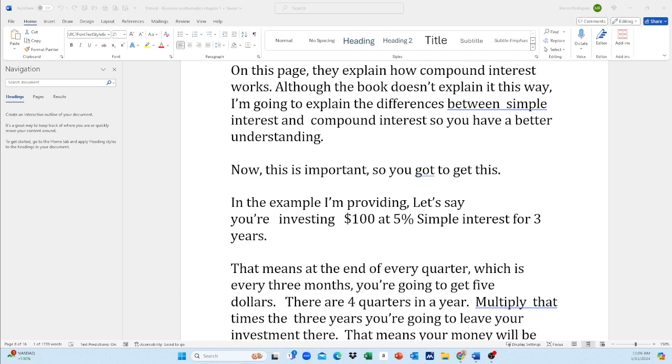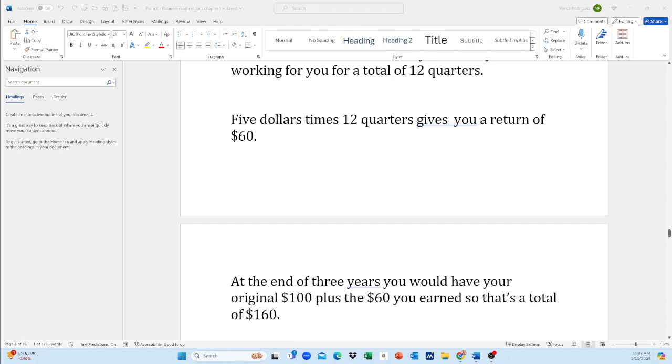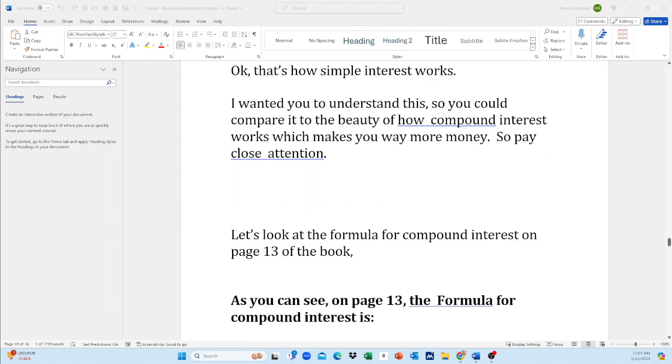In the example I'm providing, let's say you're investing $100 at 5% simple interest for 3 years. That means at the end of every quarter, which is every 3 months, you're going to get $5. There are 4 quarters in a year. Multiply that times the 3 years you're going to leave your investment there. That means your money will be working for you for a total of 12 quarters. $5 times 12 quarters gives you a return of $60. At the end of 3 years, you would have your original $100 plus the $60 you earned, so that's a total of $160. Okay, that's how simple interest works.